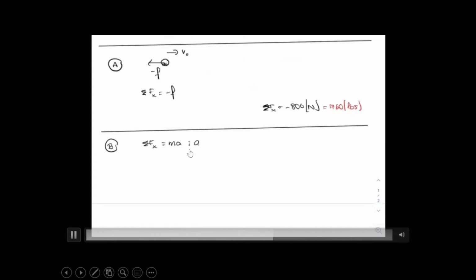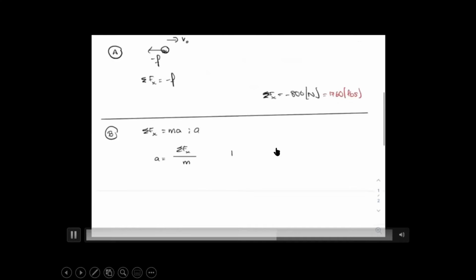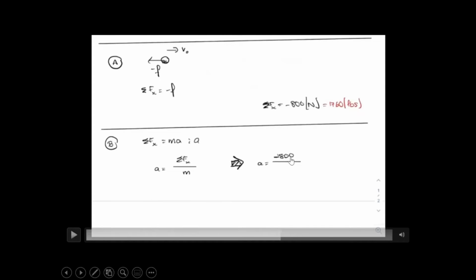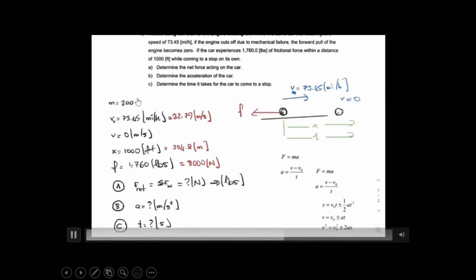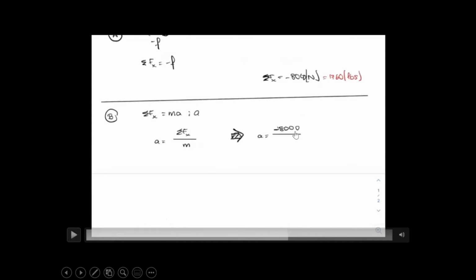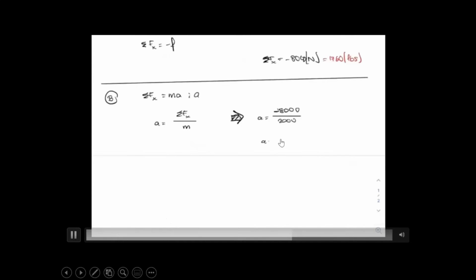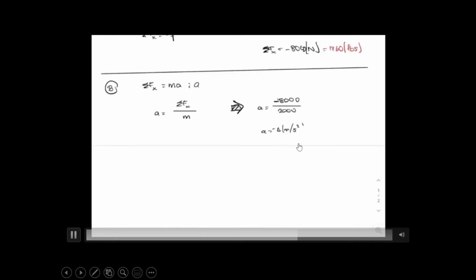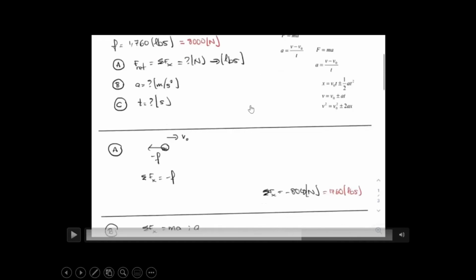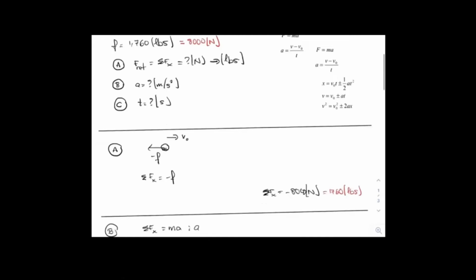And then the acceleration is caused by the net force. So this is 8,000, and the mass of the car is 2,000. I made the correction. So it's 8,000 divided by 2,000, which gives you 4 meters per second squared. This is a tremendous amount of acceleration. I didn't have to put the brakes on, but it just slowed down significantly.